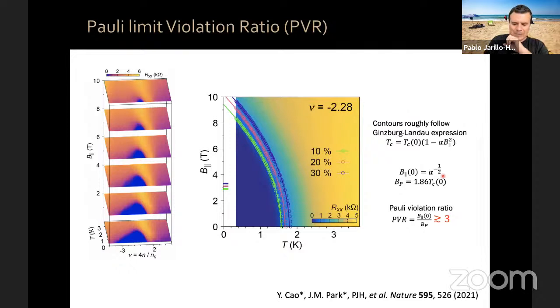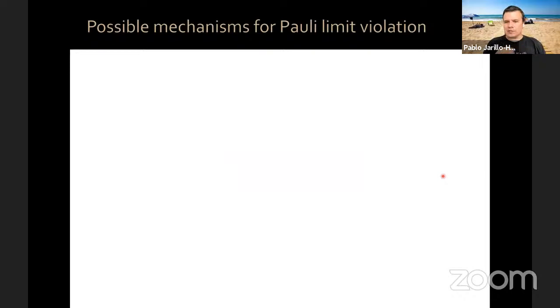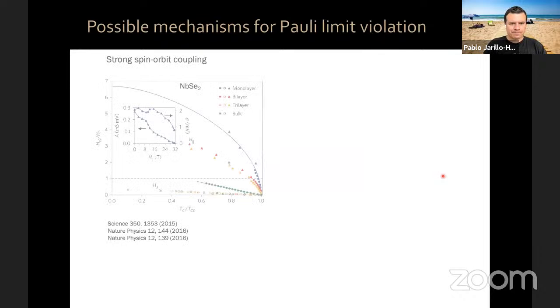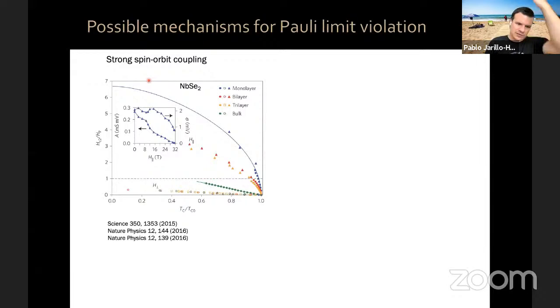Now, there are a number of superconductors that violate the Pauli limit, and a number of mechanisms that allow violating it. For example, one that has been observed in a number of systems is systems with very strong spin-orbit coupling, such as niobium selenide, which is also a two-dimensional superconductor. In the monolayer case, Pauli violation ratios of the order of 4 have been reported, and the extrapolation is of order 6 or so at low temperatures.